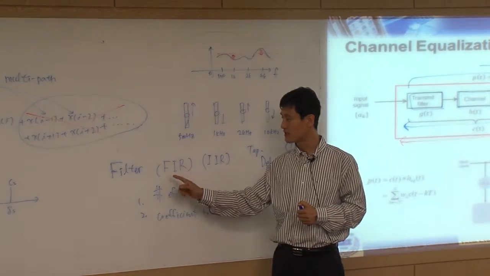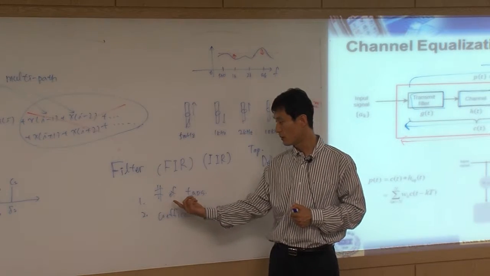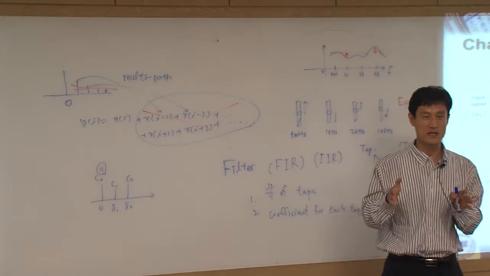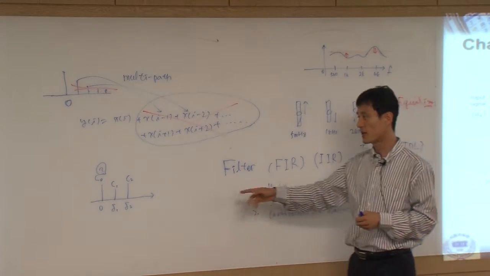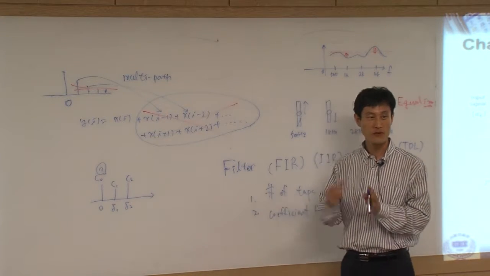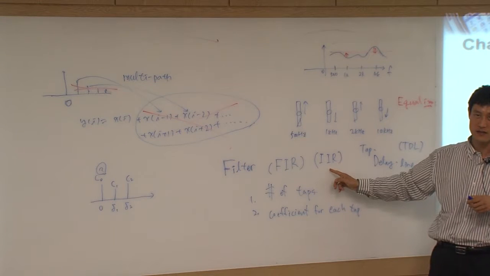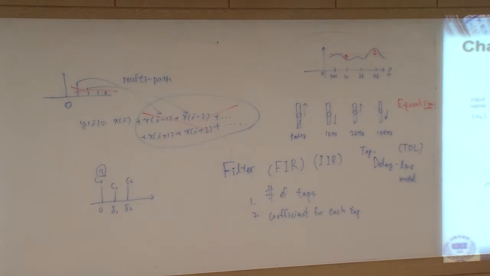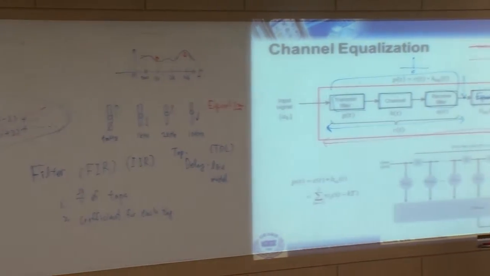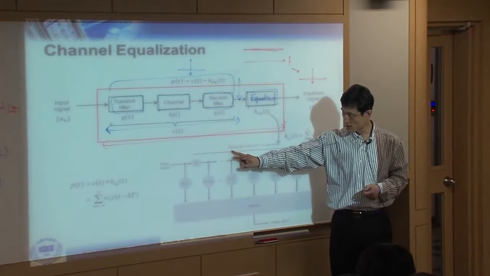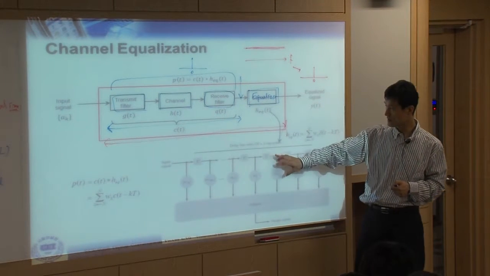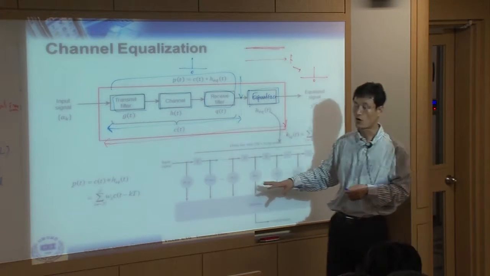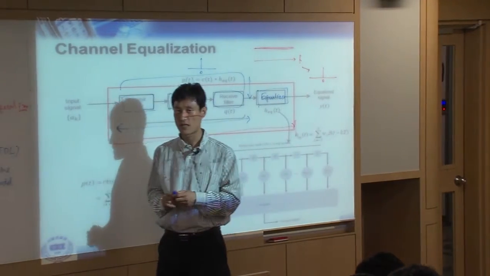In FIR, since this is a finite impulse response, the number of taps is limited. Maybe 10 taps, 5 taps, because that's finite. But in IIR, the number of taps is infinite. Right? We have an infinite number of taps. That's why these 2 are different. Typically when we say filter, we generally mean FIR filter. In this case, you see the delay line here, and you see the taps here. This is the tap delay line model. So this is a block diagram of the filter based on the tap delay line model.